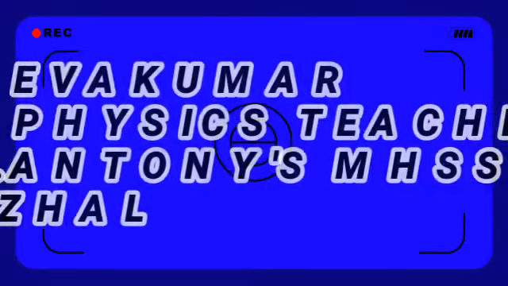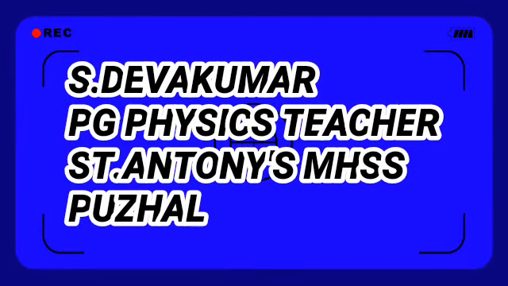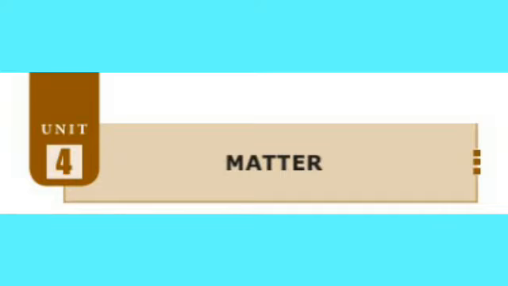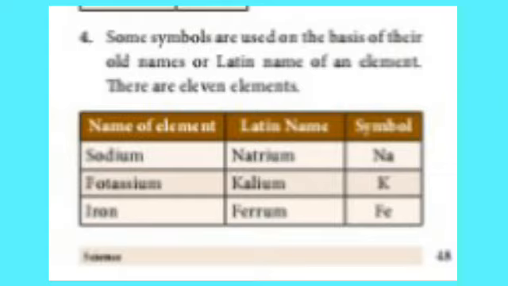Today I teach the symbols of elements. Now I briefly explain about elements and their symbols. Some symbols are used on the basis of their old names, or Latin names, of an element. There are 11 such elements. Look at the table here.